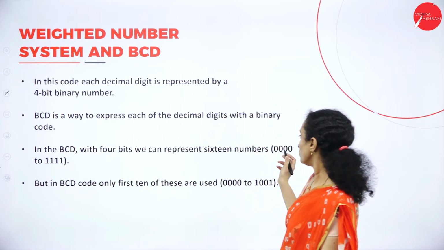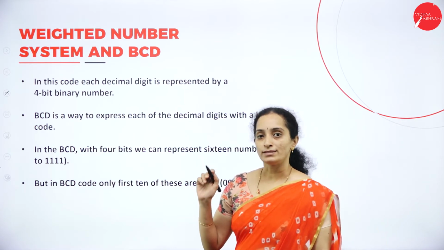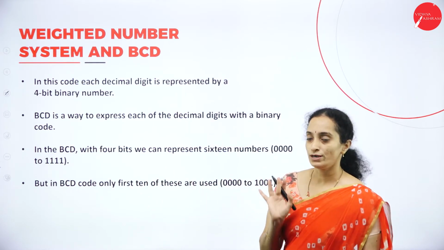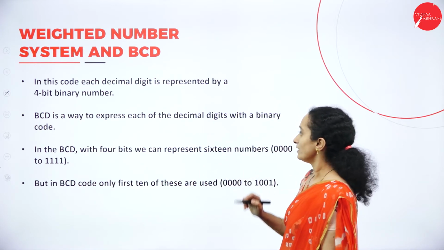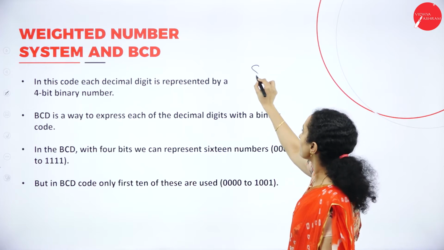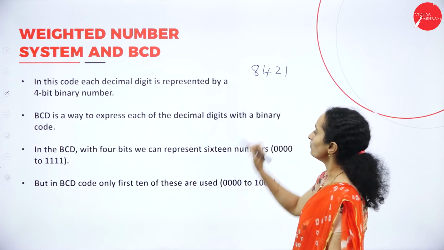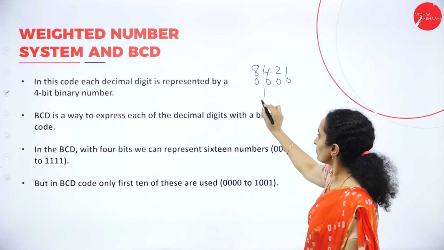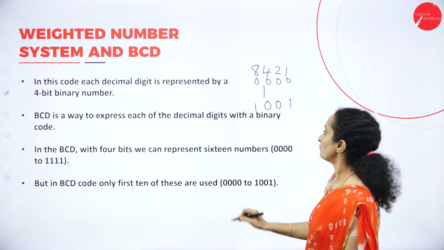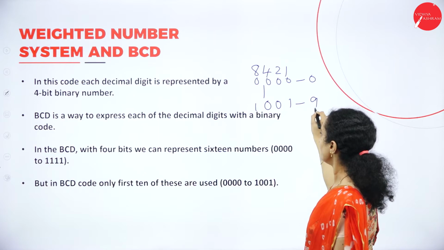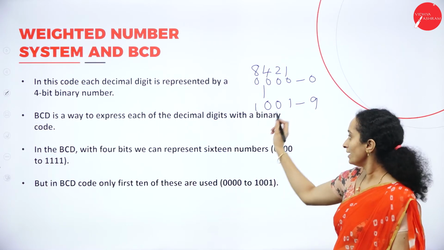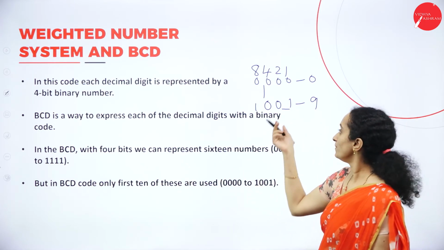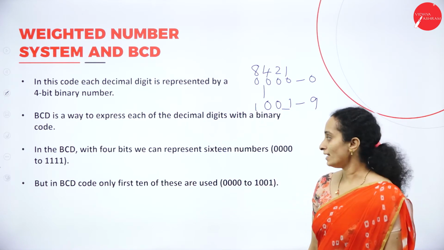where we can use 0000 to 1001. That means up to 9, 0 to 9, 4 digits will be used, okay, with a binary code which are represented using 8421. Okay, so this will be from 0000 to 1001. Okay, so 0 to 9 are the BCD numbers. Okay, a 4-bit binary number will be used to represent the numbers in BCD.